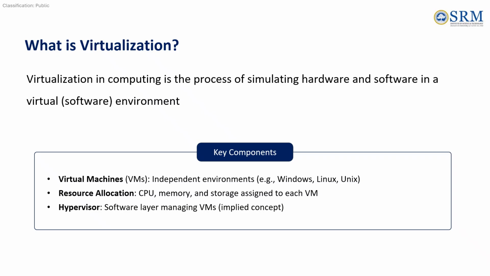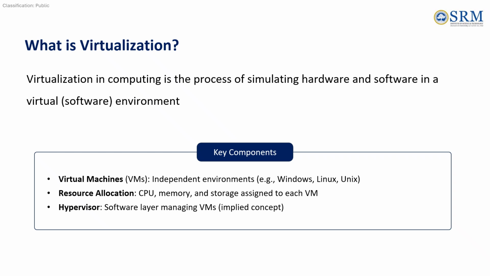Let us understand what virtualization actually means. Virtualization in computing is the process of creating a virtual version of hardware and software using software technologies. Instead of depending completely on physical machines, we create virtual environments inside a computer. The main components involved are virtual machines, resource allocation, and the hypervisor.